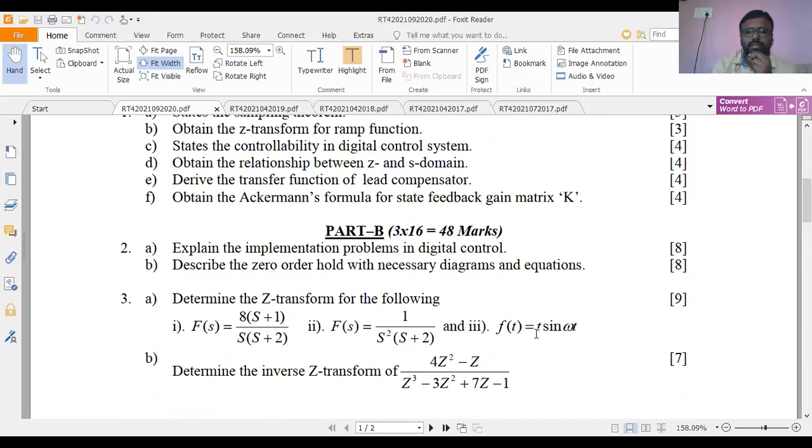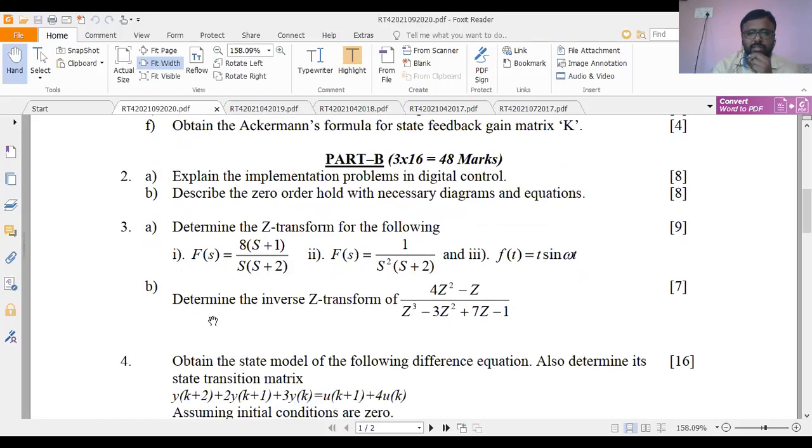For the first and second problems, we can adopt the partial fraction method, that is the partial fraction expansion, or the residue method. But for the calculation of f of t, it is represented as a continuous function. That means small t has to be replaced with k into capital T. This is the first question, which is asked for 9 marks.